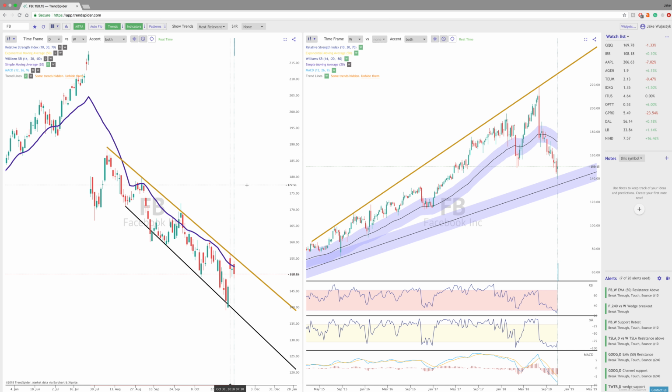So that's a cool feature with TrendSpider, and from a technical perspective, this is definitely one to watch in the coming weeks, and we will see if this is actually a reversal point or there's more downside ahead.